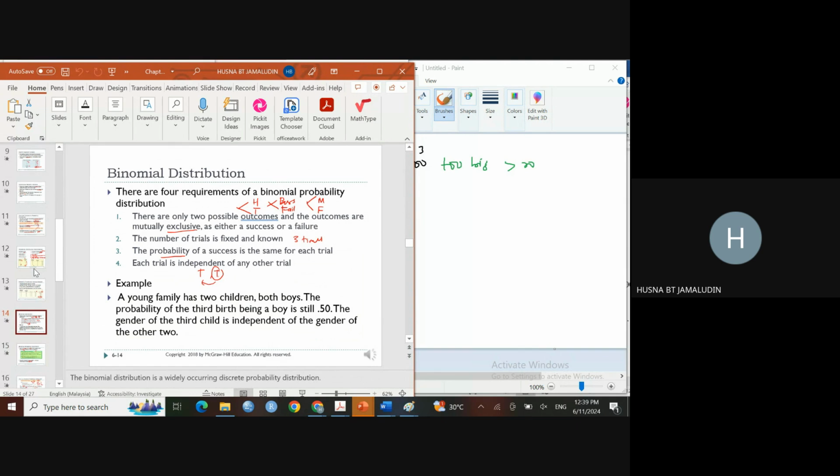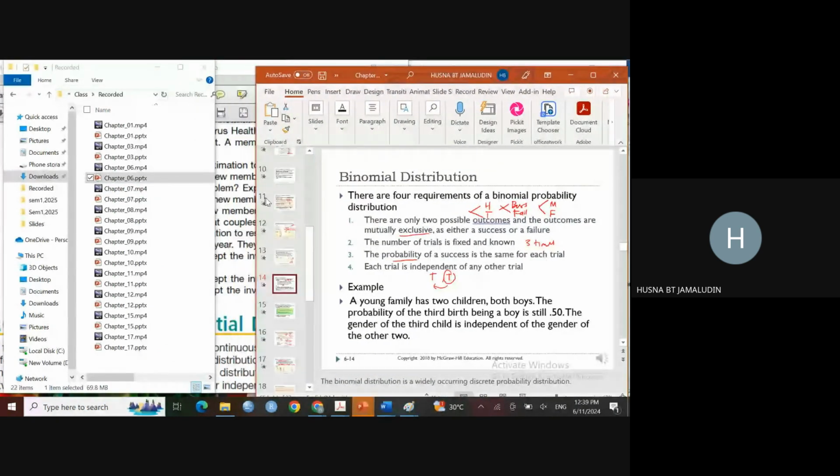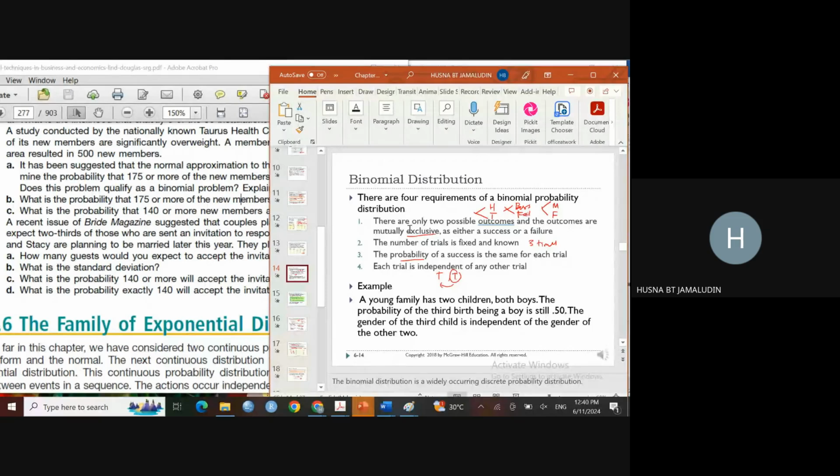This is your binomial. You have 4 criteria. There are only 2 possible outcomes, so let me look at the question. You should only mention 2 outcomes. The question says a percent of new members are significantly overweight. So whether your new members are overweight or not overweight, you have 2 outcomes. This is the first criteria: they cannot be in the middle.